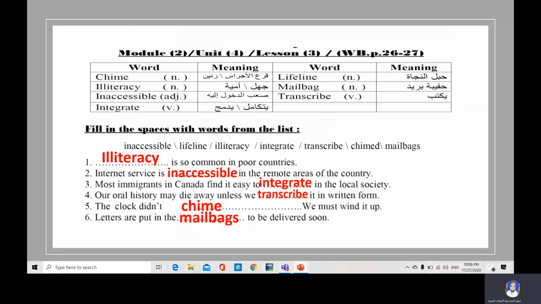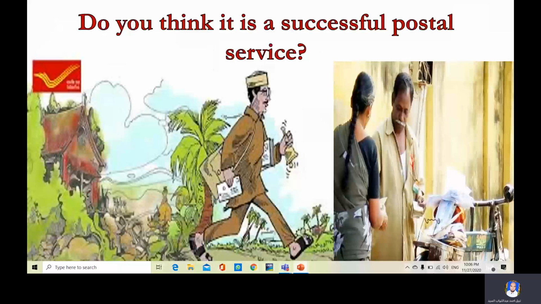Now, do you think it is a successful postal service here in India, in Himachal Pradesh? This is a remote place, in the mountains in India. They are using a mixed way of sending messages, traditional and modern. Do you think it's a successful postal service? You have to read the article to find the answer to this question.